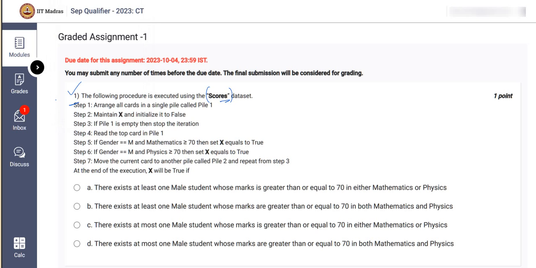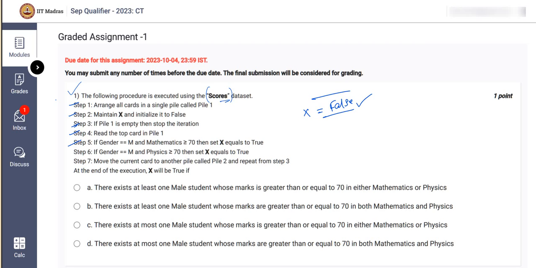Step 1, arrange all cards in a single pile called pile 1. Step 2, it is what? Maintaining X with false. Remember this, X is initialized to false value, which is Boolean data type. Now step 3, pile 1 is empty, stop the iteration.